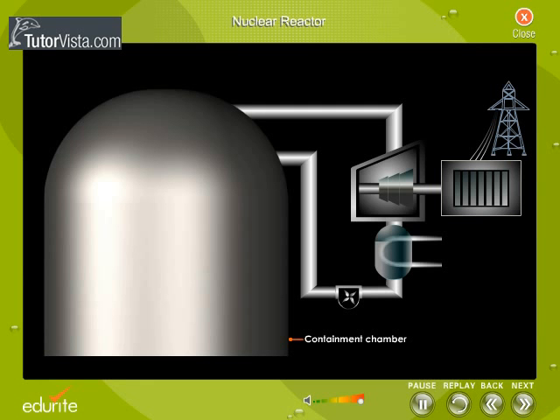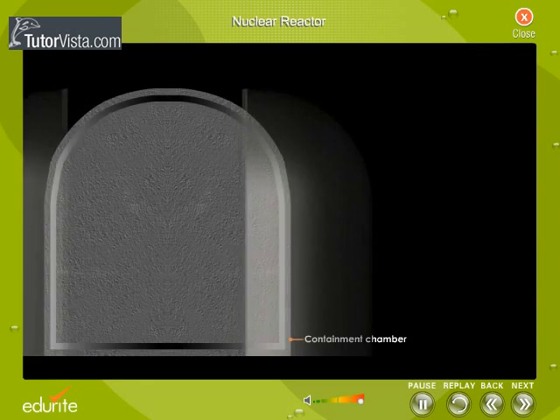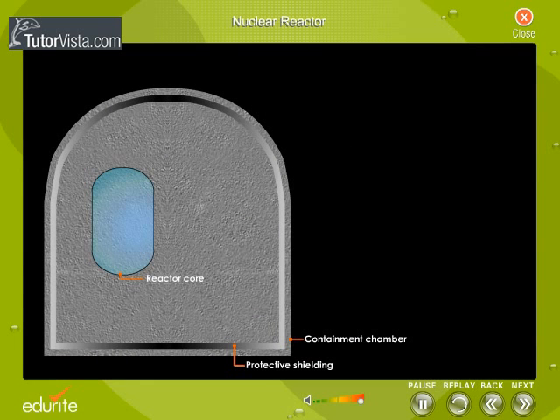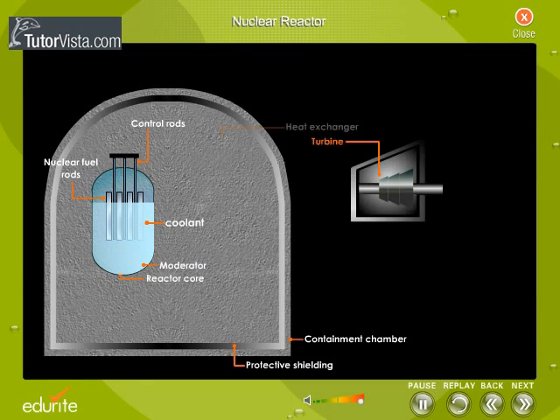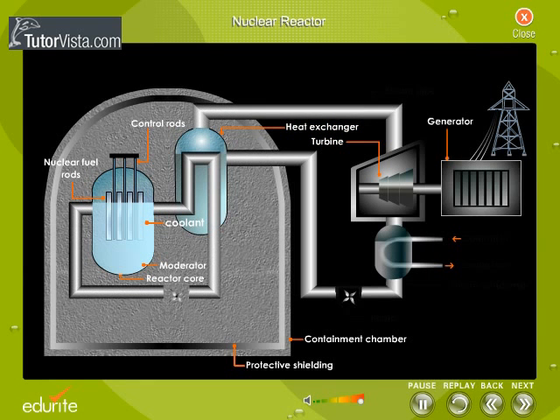Here you have an external view of a pressurized water reactor, or PWR. Click on the containment chamber to view the parts of the nuclear reactor core. The reactor core, where the nuclear reactions take place, has the fuel rods, the control rods, the moderator, and the coolant. Outside the core there is a turbine, a heat exchanger, and a part of the cooling system. Click on the labels to know their function.